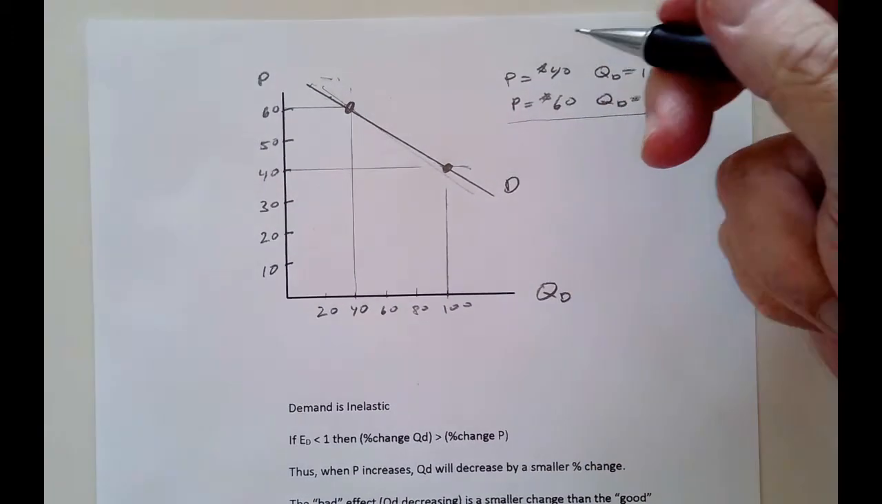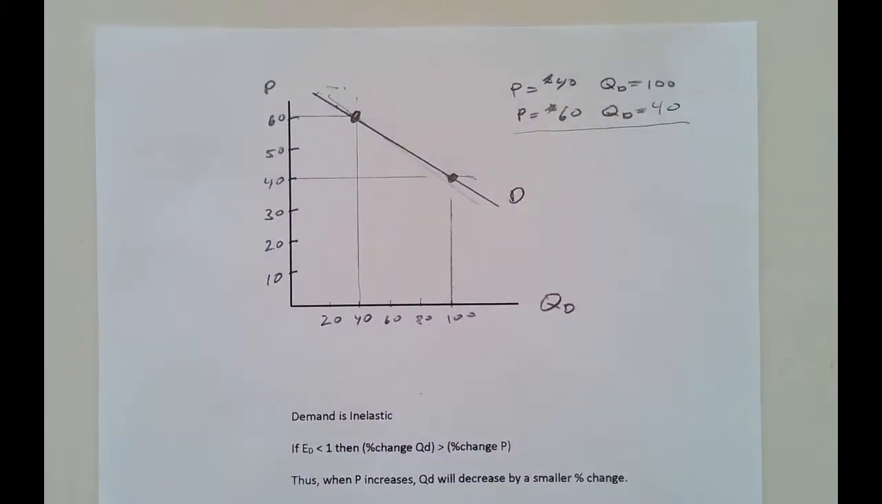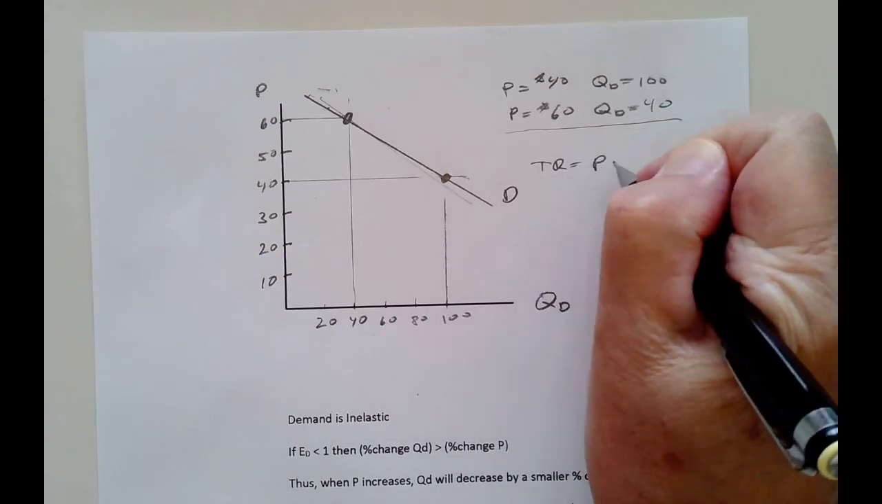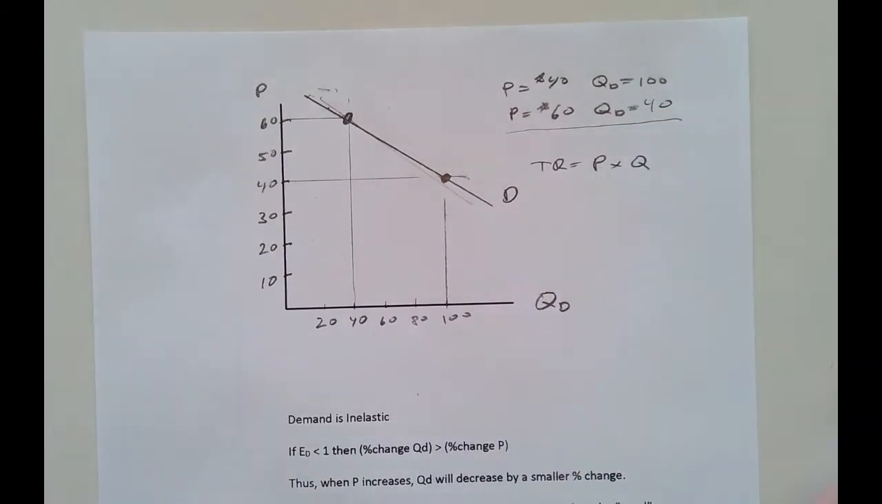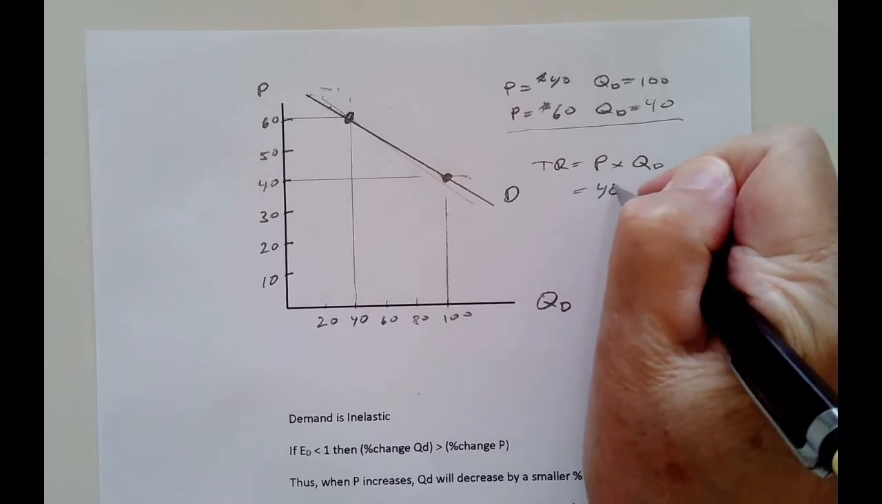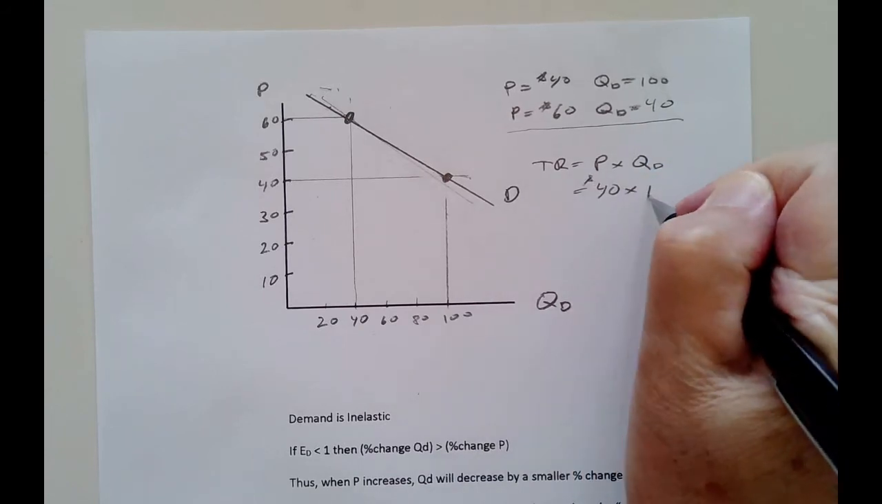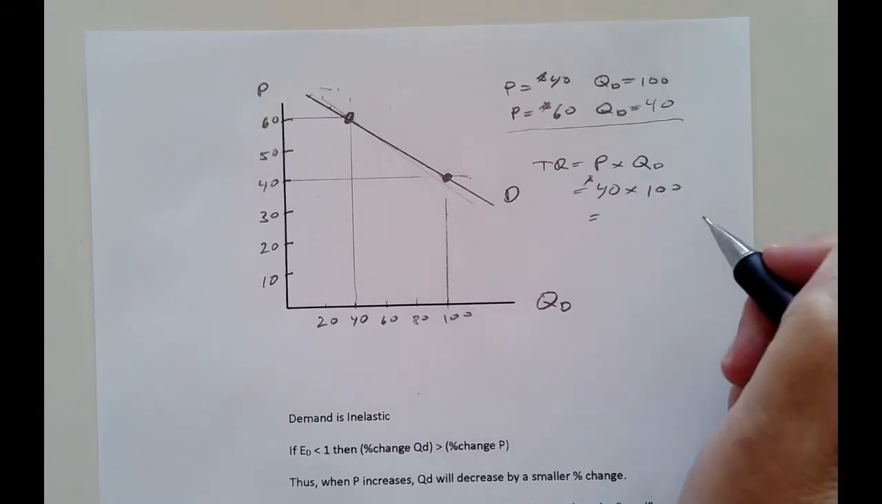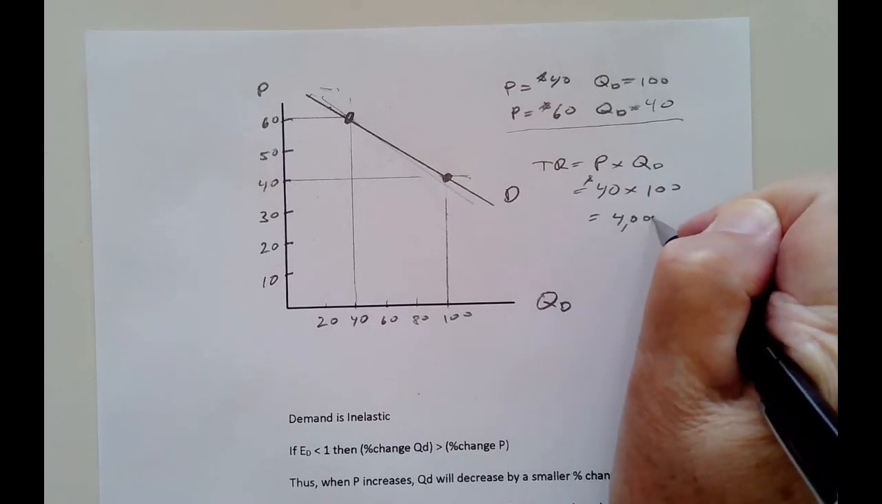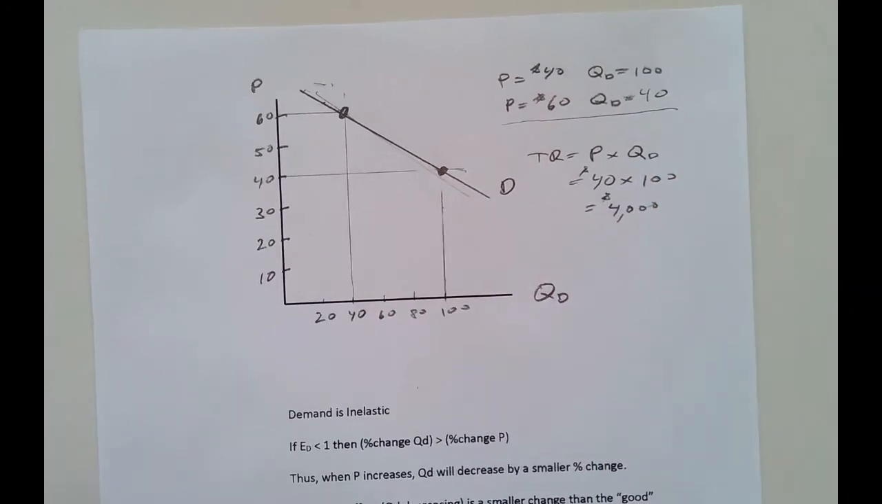Now let's look at the total revenue. Total revenue is price times quantity demanded. And so the price is $40 times 100. That gives us $4,000. And that actually is the area right here.